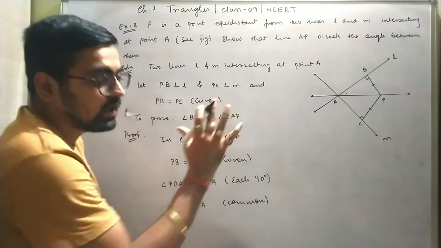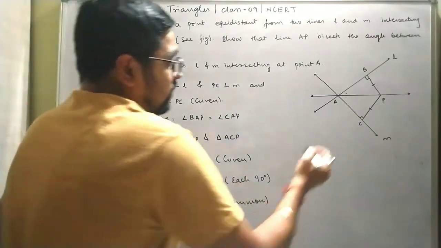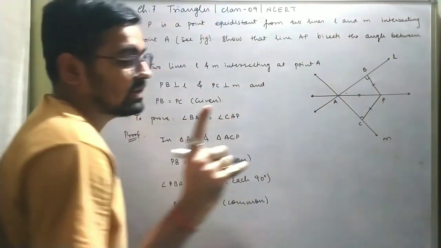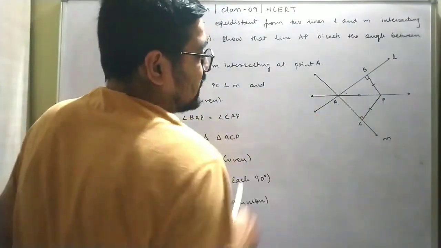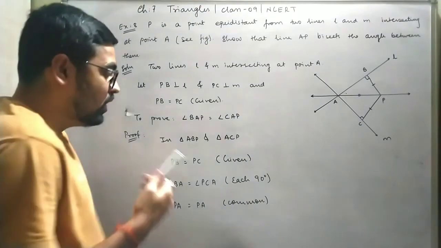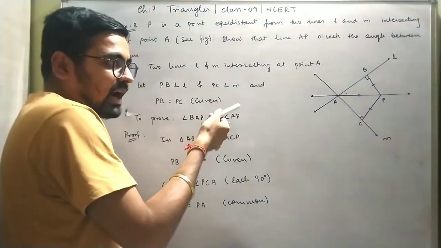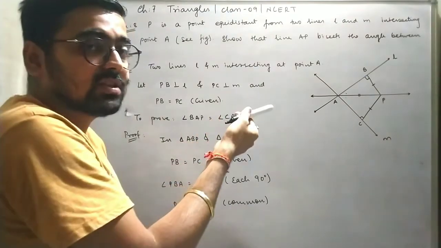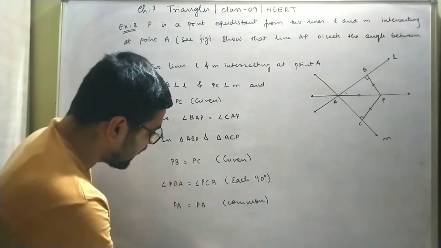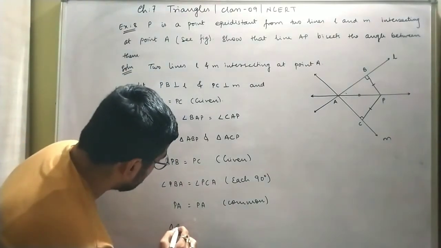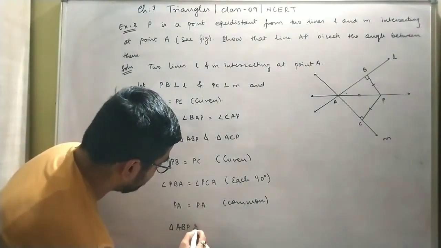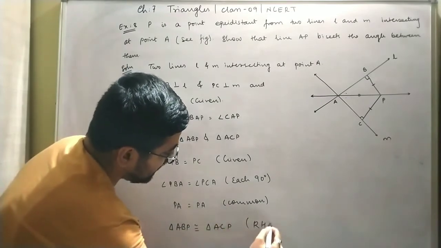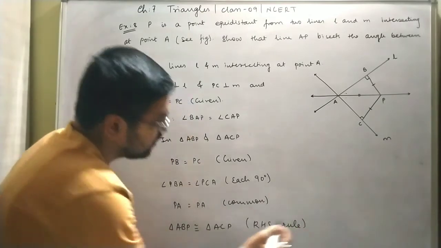Now looking at all the criteria we have, this angle, this side, and this is the hypotenuse. Pay attention properly: this AP is the hypotenuse in both triangles. So we have one right angle, the hypotenuse, and one side. That means by which criteria are the triangles proved congruent? By RHS. Triangle ABP is congruent to triangle ACP by the RHS congruence rule.